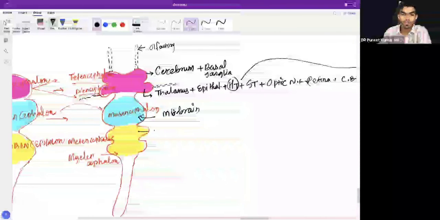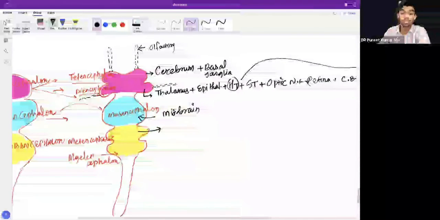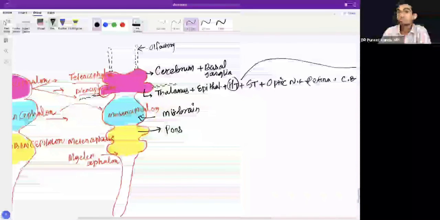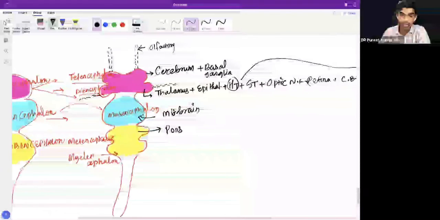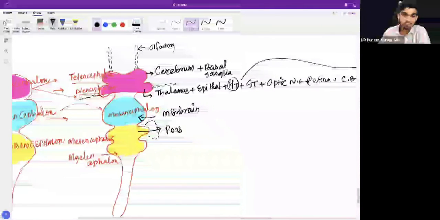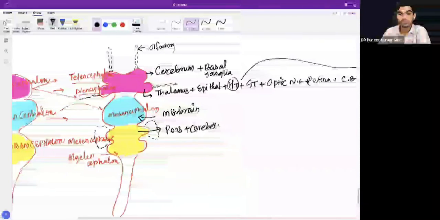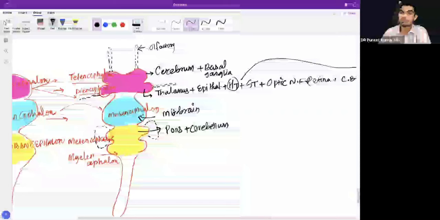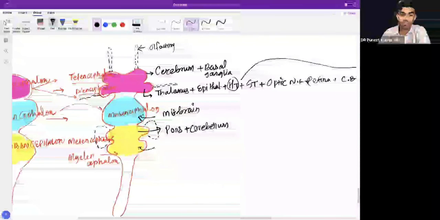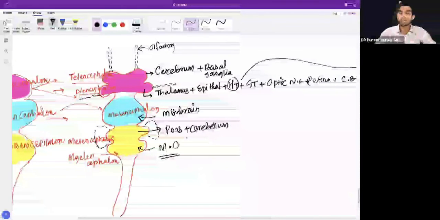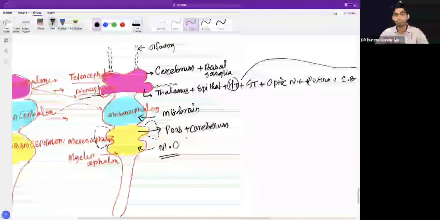Now the metencephalon forms the pons. First it forms the pons, then develops the cerebellum. Okay, and the myelencephalon develops into the medulla oblongata. Clear? Up to this, clear or not?